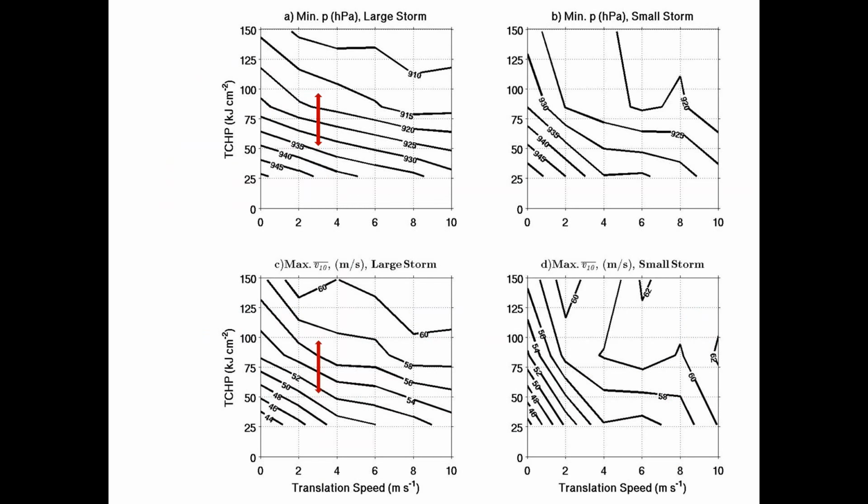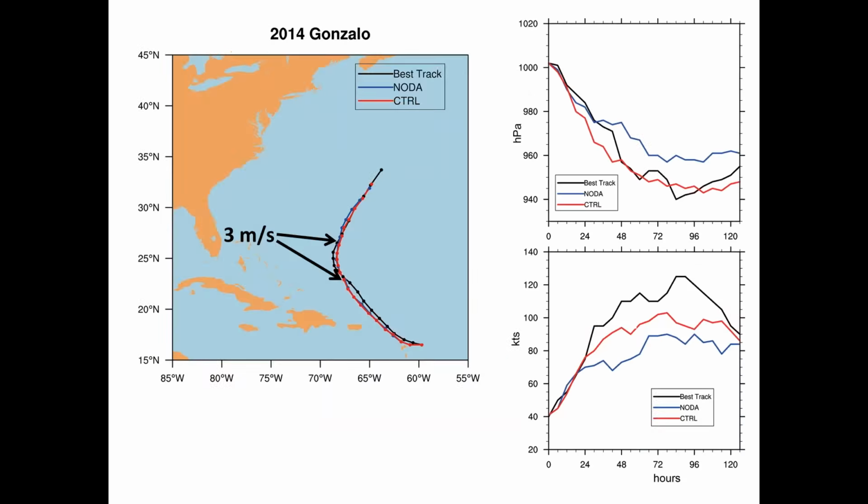Okay, so Gonzalo was not a small storm, so I'm looking at the large storm parameter space analysis that I showed earlier. The red arrow shows, at the 3 meter per second translation speed, what we might expect in terms of intensity differences. Looking at the difference in central pressure between about 918 and 934, about 16 millibars, and wind speed of several meters per second. These values are actually fairly consistent with what was observed.